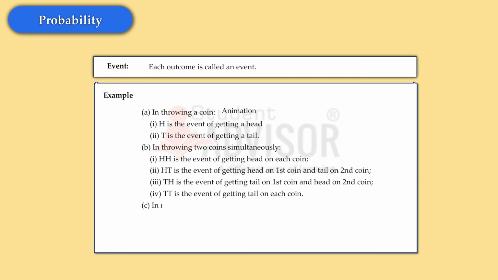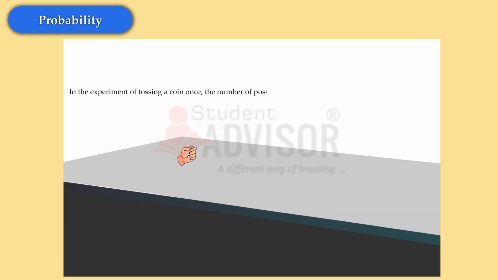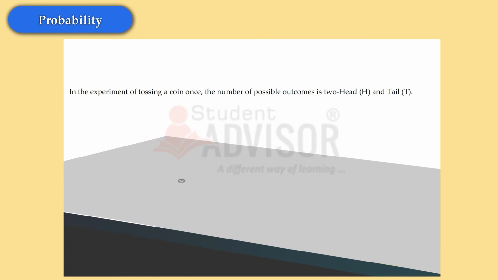C. In rolling a die. 1. Getting a number, say 4, is an event. 2. Getting an even number is an event containing 2, 4, 6. 3. Getting an odd number is an event containing 1, 3, 5. In the experiment of tossing a coin once, the number of possible outcomes is 2: head and tail.